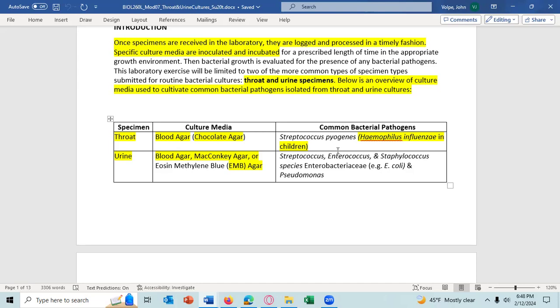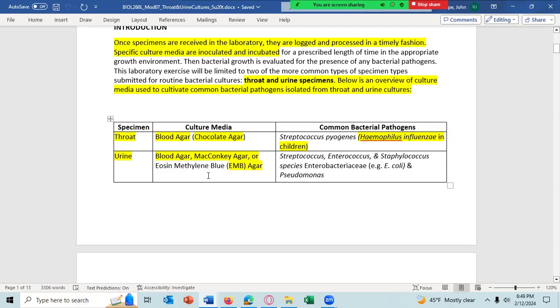And that will lyse the blood, and that will make the media look brown in color, which is why they give it the name chocolate agar. Other than that, that's the only difference between the two media, the chocolate agar and the blood agar. But the chocolate agar has the red blood cells lysed. The blood agar does not. And Haemophilus influenzae will grow on chocolate agar, but not on blood agar.